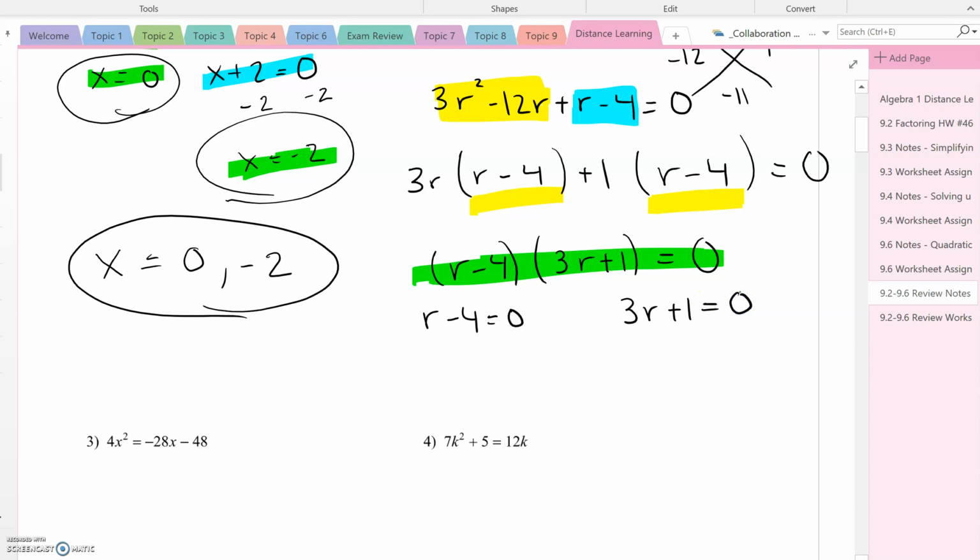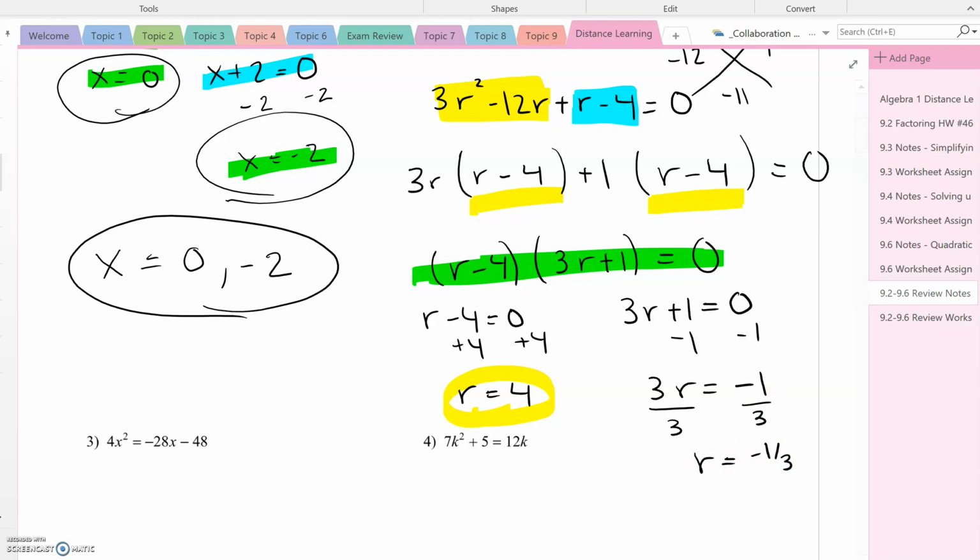On the left-hand side, I have r minus 4 equals 0. To get r by itself, I'm going to add 4 to both sides to get r equals 4. And on the right-hand side, I'm still trying to get r by itself. So I have 3r plus 1 equals 0. The first thing I need to do is subtract 1, so I get 3r equals -1. To get the r completely by itself, I'm going to divide by 3 and get that r is equal to -1/3.